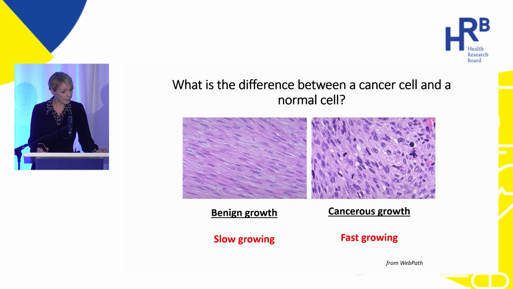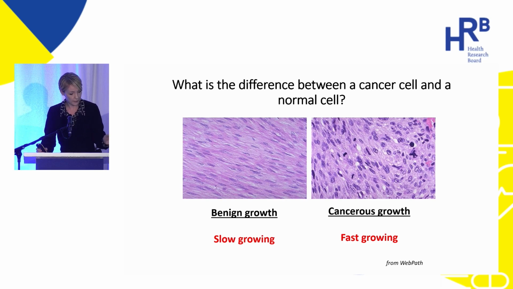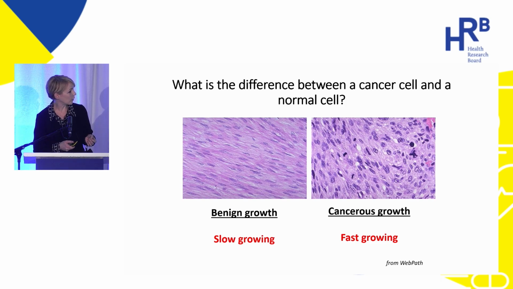So you may be having horrible flashbacks to college here, but on the left side, this is a benign tumour of the muscle wall of the uterus. So it's a fibroid. And on the right-hand side, that's a cancerous leiomyosarcoma, so a malignant tumour of the muscle wall of the uterus. Now, they look different, don't they? And the reason they look different is simply because the cells in the picture on your right-hand side are growing faster. The nuclei are large and they're packed with DNA.